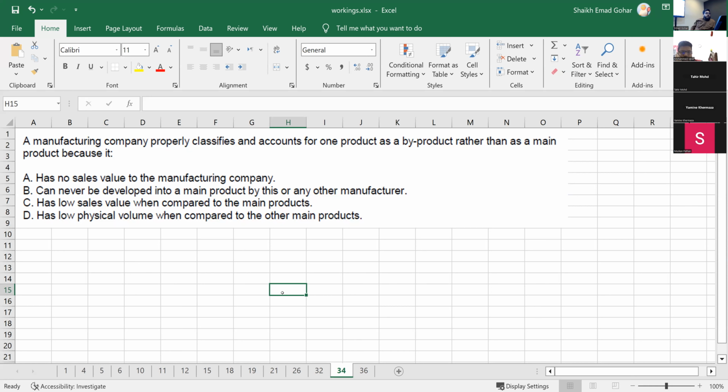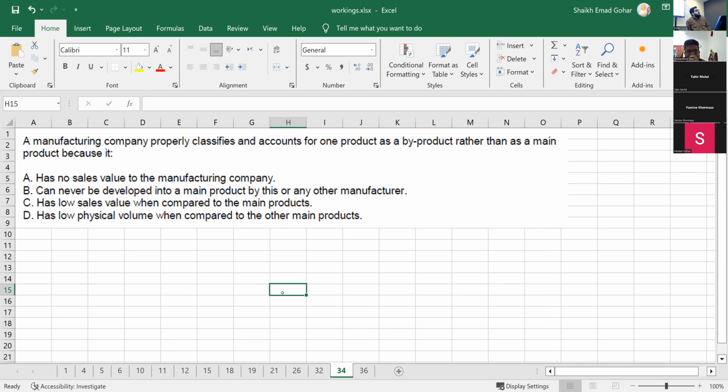So remember we did joint products and byproducts. In joint products, we process one material, then we reach a point when the product is split into some products. That point is called the split-off point. Now some products will have different selling prices. One product will be the main product, maybe two or three main products, and one product will be a byproduct.